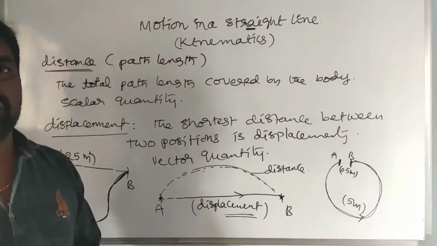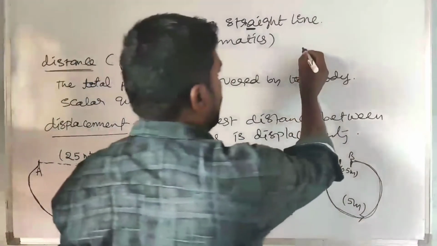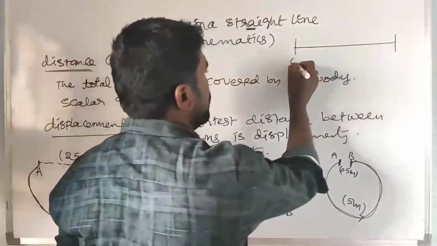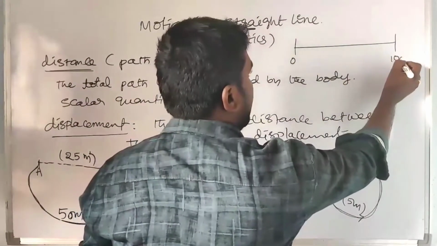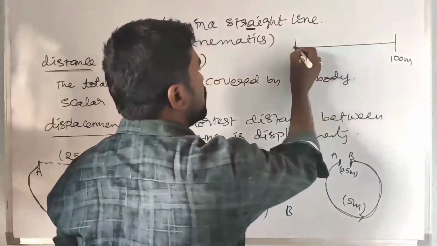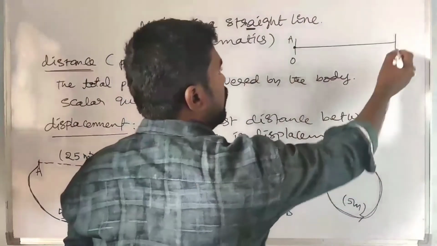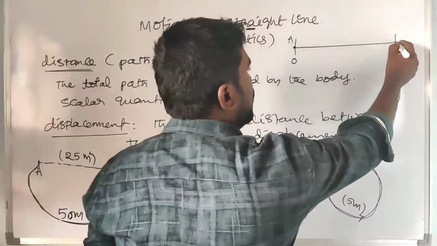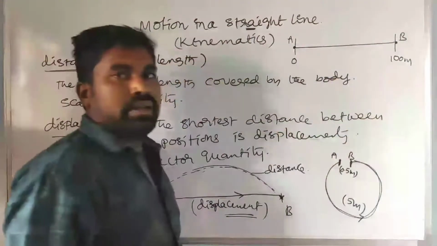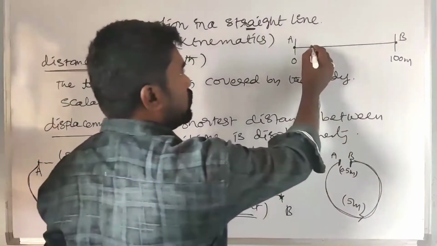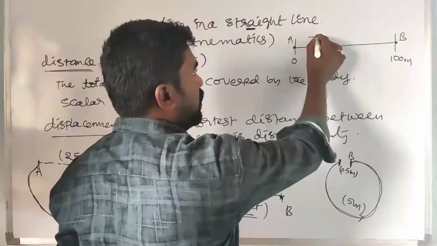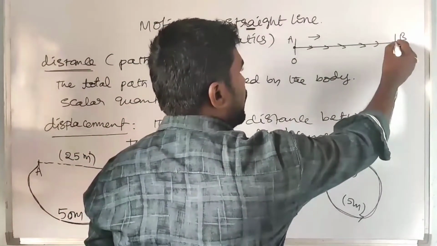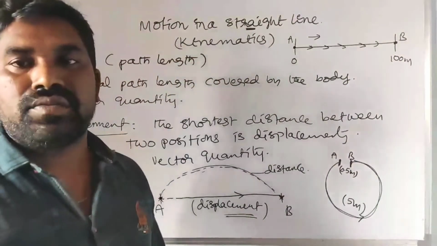Okay. So straight line motion, for example, suppose this is the 0 point and this is the 100 meter point. The particle started from 0 and it is at the point B. Here the particle is moving like this and reaches point B at a distance of 100 meters.